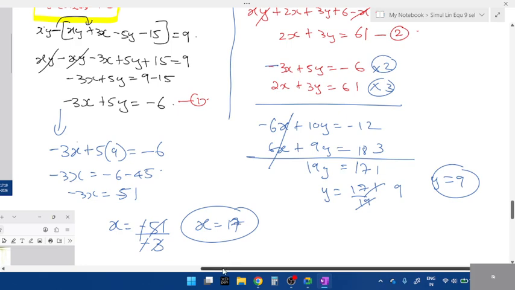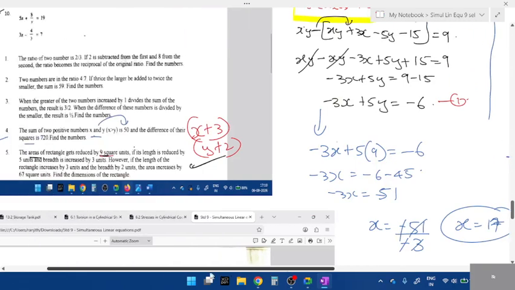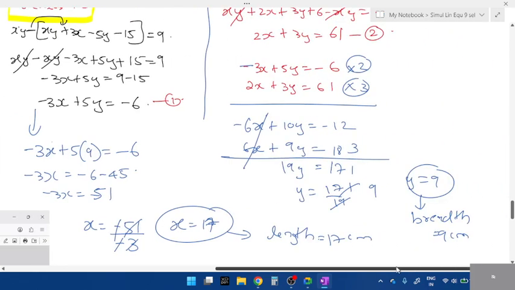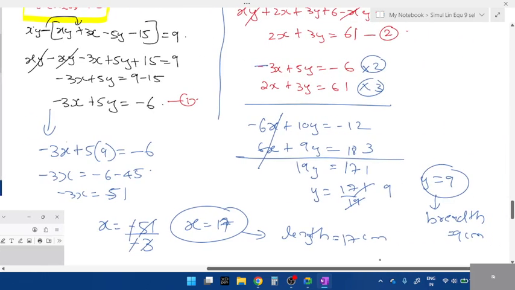We need to find what? Length and breadth. Length is what? We took x as length, right? Length is 17. What is y? Breadth is equal to 9 centimeter. What do we need to find here? Find the dimension of the rectangle. These are the dimensions. Length is 17, breadth is 9.